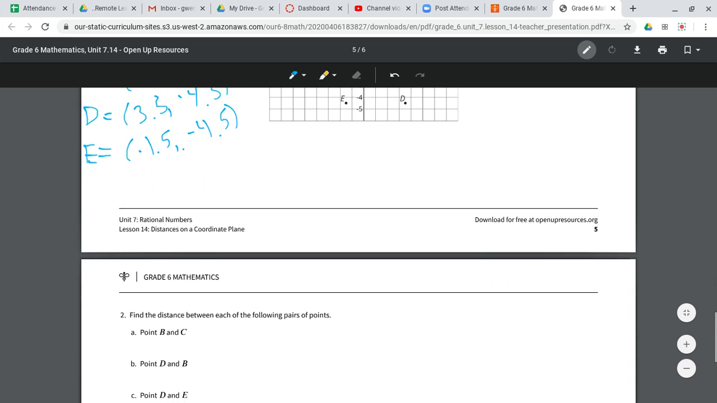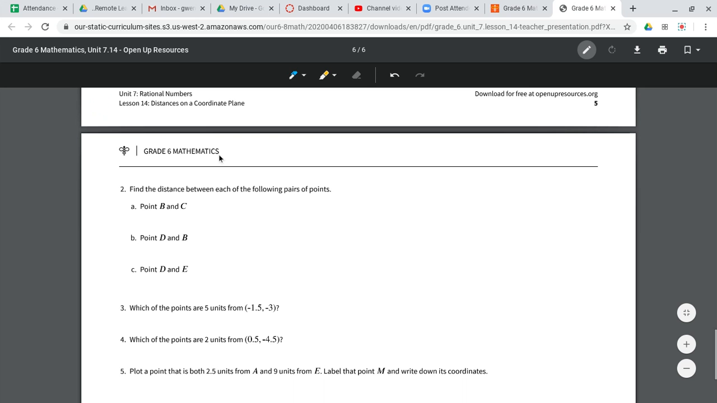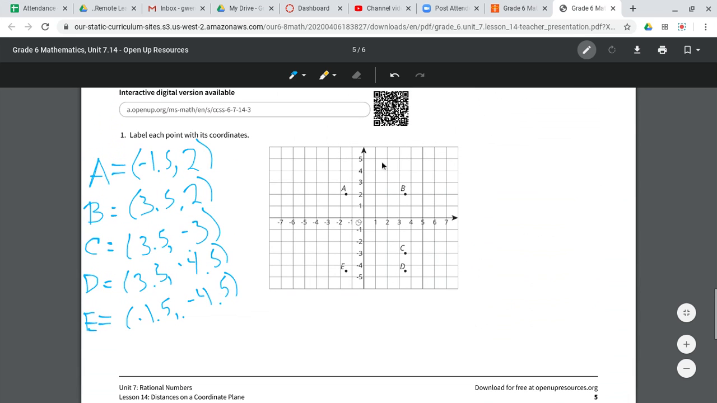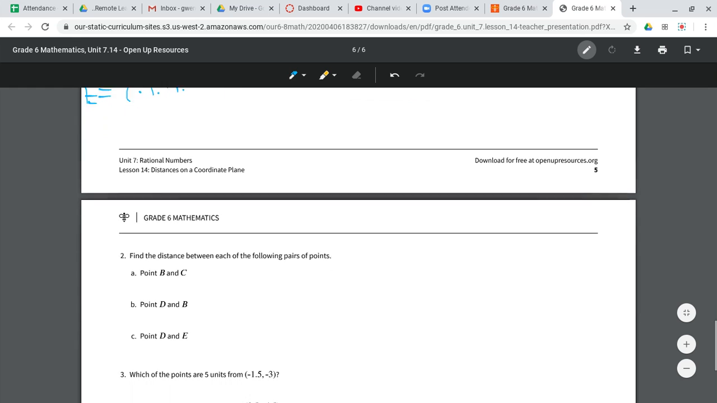So the next question asks us to find the distance between each of the following pairs of points. So between point B and C. So if we look back up here, B and C. So if we go down, we're going down 1, 2, 3, 4, 5. So we are 5 units apart.